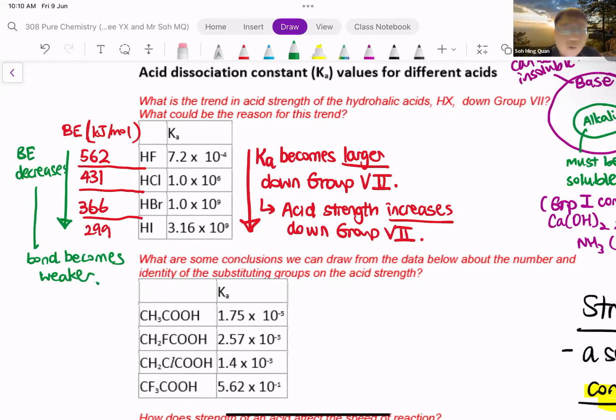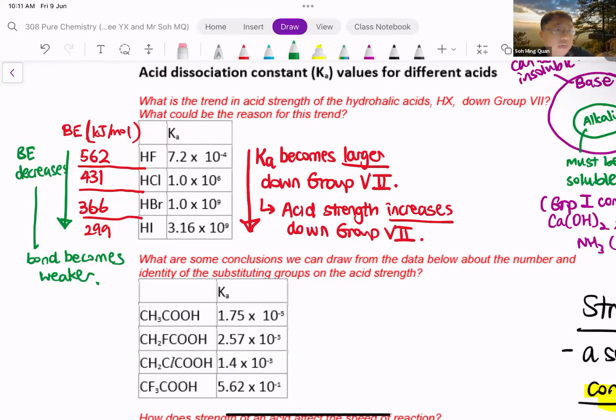So you think back, what do you learn about acids? For acids to be strong acids, they have to dissociate and ionize completely, right? If they need to dissociate and ionize completely, what that means is the bond needs to break. The HF bond must break so that the H can form H+, F can form F-. The HCl bond needs to break so that H can form H+, Cl can form Cl-. Right? So dissociation requires breaking the covalent bond.